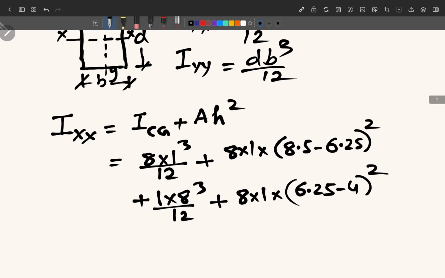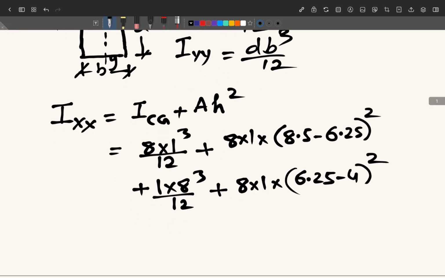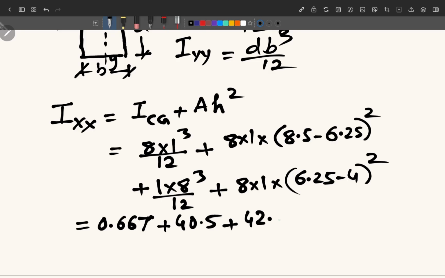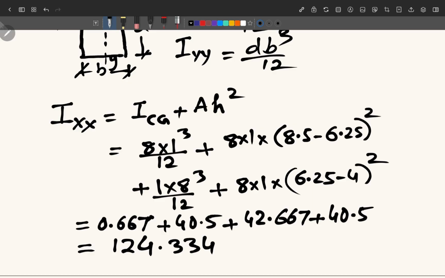And when we simplify this sum, we get these values as 0.667 plus 40.5 plus 42.667 plus 40.5, and this total is equal to 124.334. Now what will be the unit?